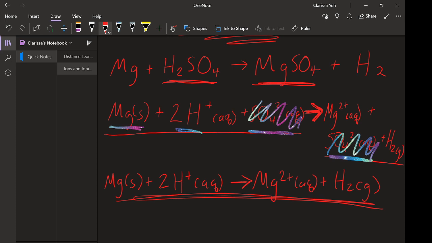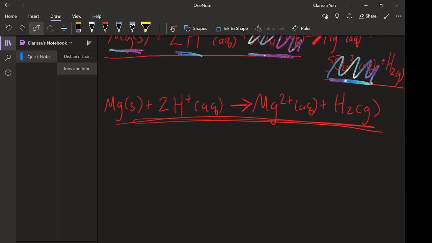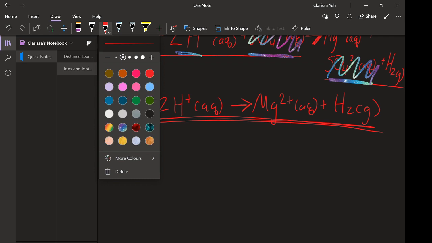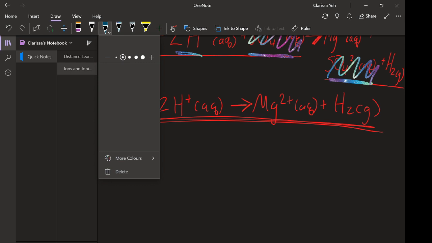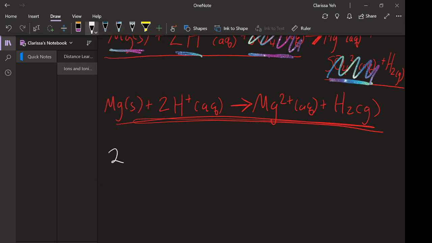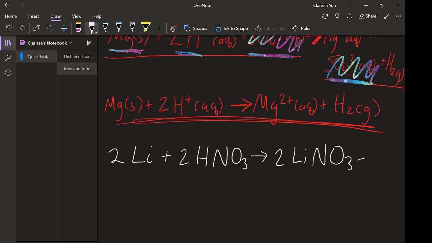Let me pull it up. Okay. The next one is, I'll do in a different color. Li. Oh, that color's hard to read. Do in white. 2Li plus 2HNO3, arrow, 2LiNO3 plus H2.